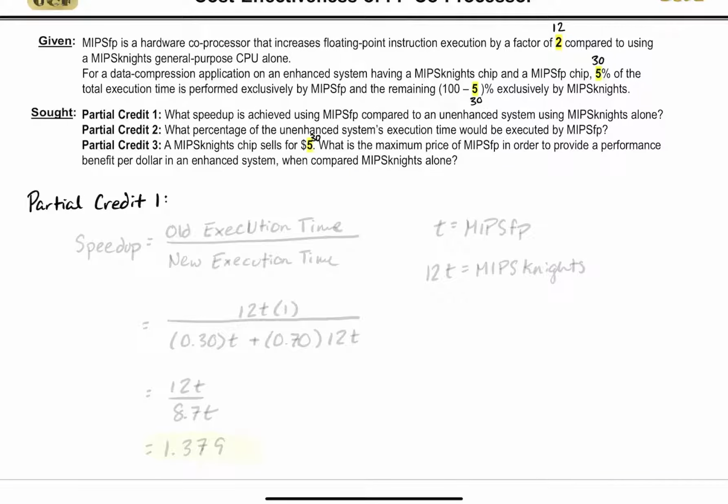Hello, this is for Comp Org Quiz 2. Jumping right into it, partial credit 1 asks for speedup.